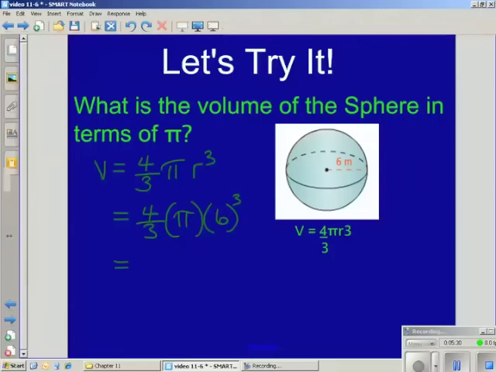So we enter these three in our calculator, and we leave it in terms of pi. So don't put pi. So that would be 288 pi cubic meters. Now let's remember, for volume, we cube the unit.